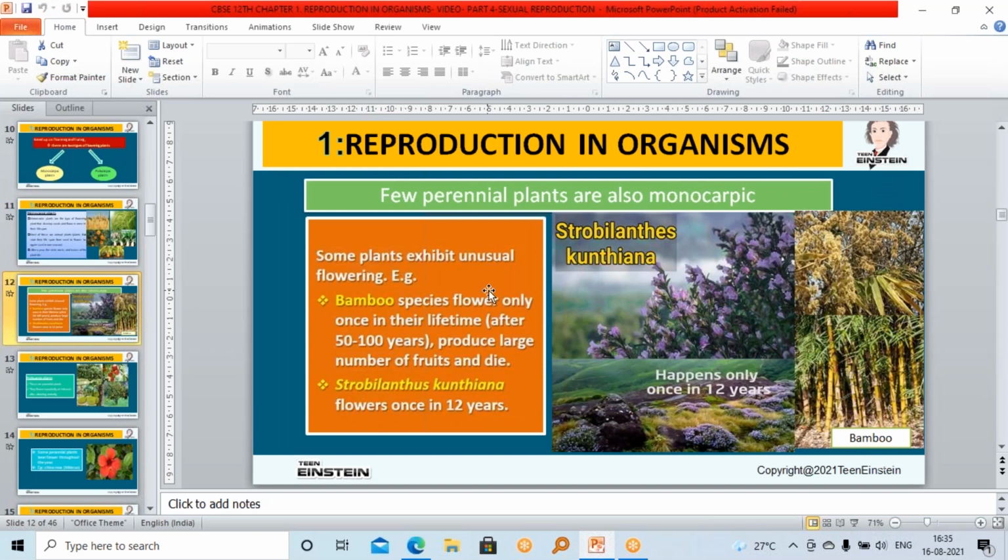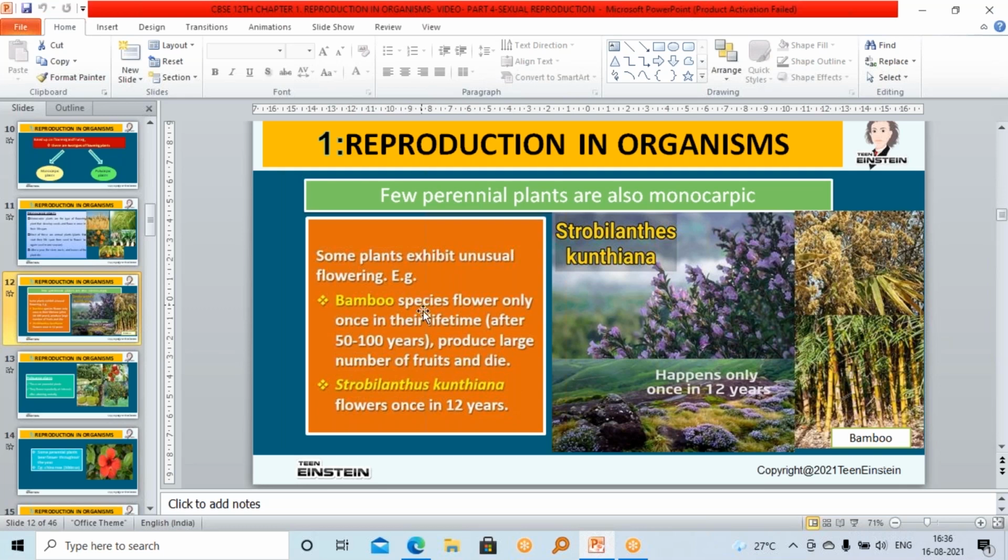Next, some plants exhibit unusual flowering. Like some perennials. What do you mean by perennials? The plants that last for at least a minimum duration of 2 years, or the plants which live more than 2 years, are called perennials. See in this picture, now I am saying about some special cases, unusual flowering habits of plants. These are perennials, but they will flower only once during their lifespan.